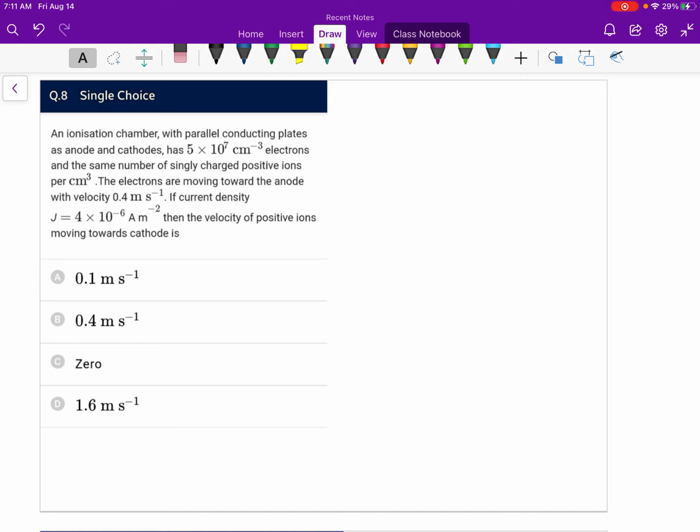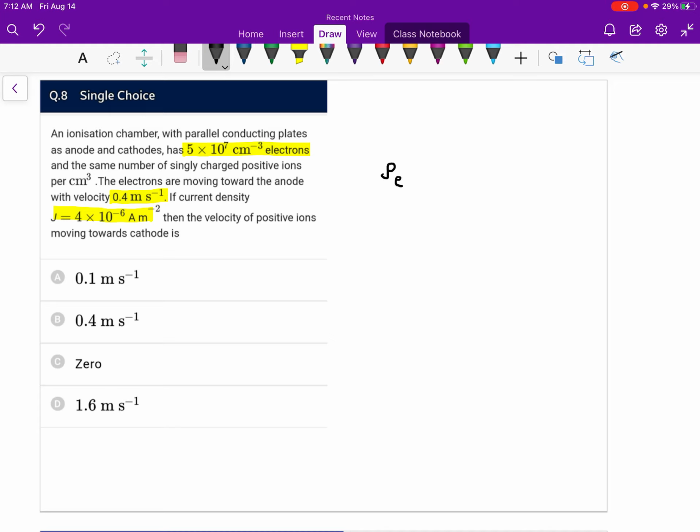An ionization chamber with parallel conducting plates as anode and cathode. We are given the number of electrons, 5 into 10 to the power 7 per centimeter cube, and the same number of highly charged positive ions per centimeter cube. The electrons are moving with speed VE. If the current density is given, find the velocity of the positive ions moving towards the cathode. Current is actually I equals NEAVd, with 5 into 10 to the power 7 per centimeter cube electrons.